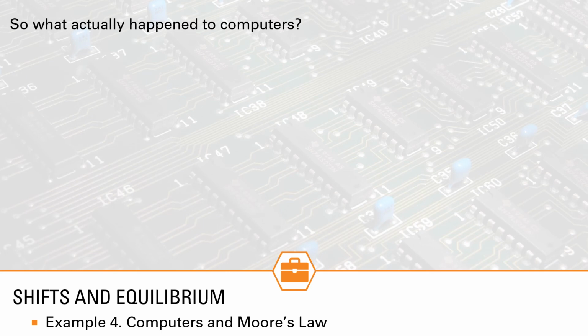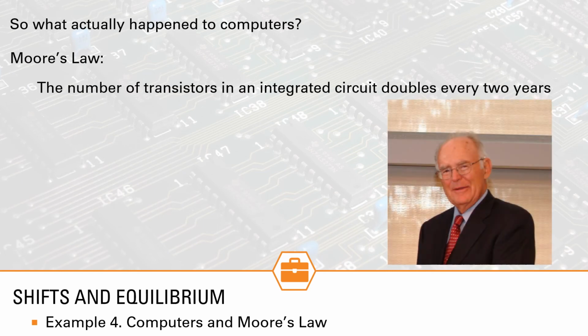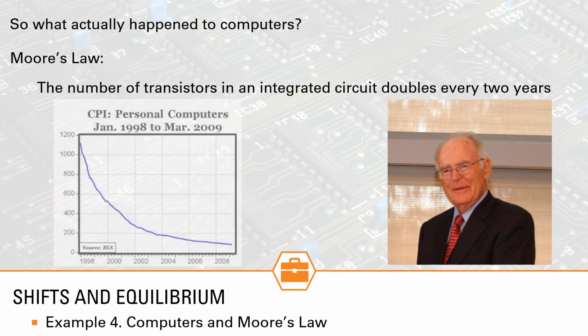However, for this example, we know what actually happened, right? Moore's law happened. The number of transistors in an integrated circuit doubles every 2 years, i.e., technology gets more and more powerful every 2 years. And you can see what happened. The equilibrium price actually shot down. It goes way down. However, this is an example where we actually have data to know what actually happened.